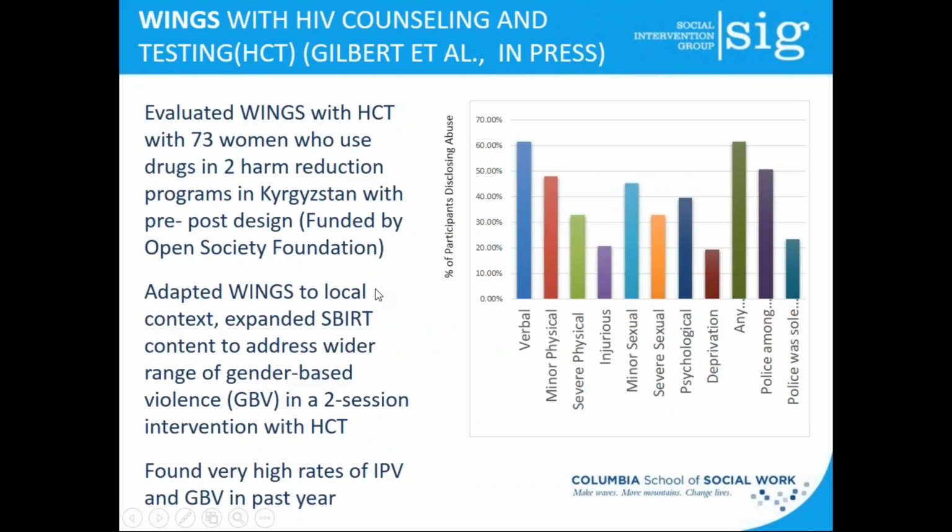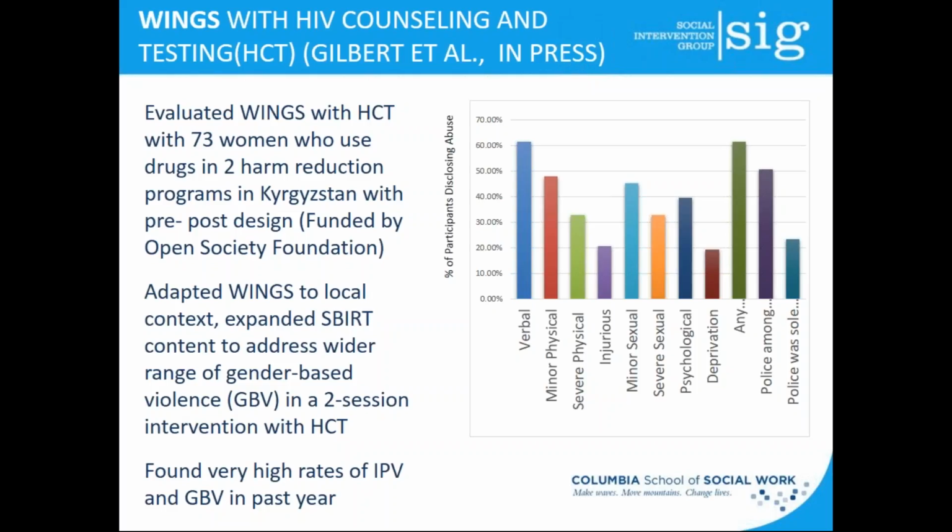We also took Wings to Kyrgyzstan in Central Asia and combined it with HIV counseling and testing. I mention this only because it can be done in very low resource harm reduction settings. We evaluated Wings with 72 women with a simple pre-post design, and we also adapted Wings to address the wider range of gender-based violence that the women were experiencing, and expanded it to a 2-session intervention with HIV counseling and testing.